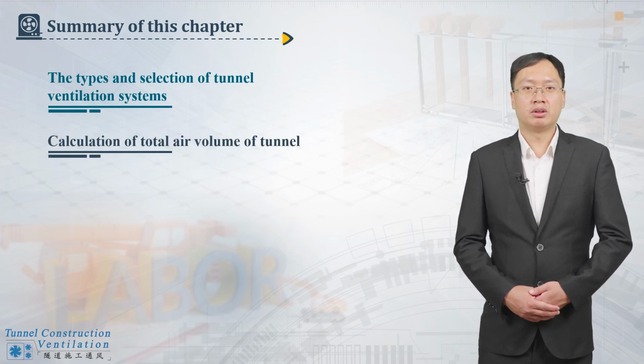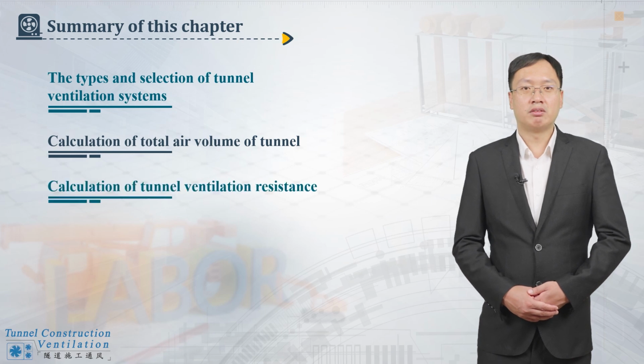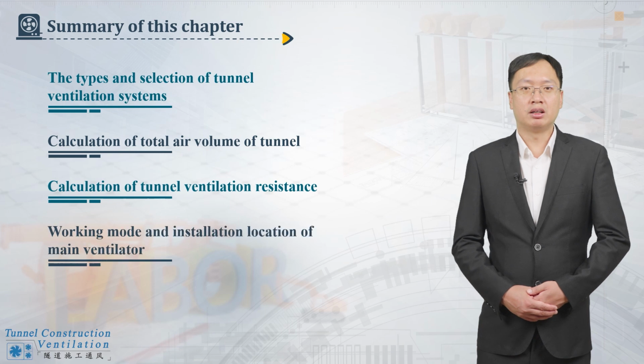Let's summarize the knowledge points learned in this chapter. In this chapter, we learned the types and selection of tunnel ventilation systems, calculation of total air volume of the tunnel, calculation of tunnel ventilation resistance, working mode and installation location of the main ventilator, and tunnel ventilation design method.